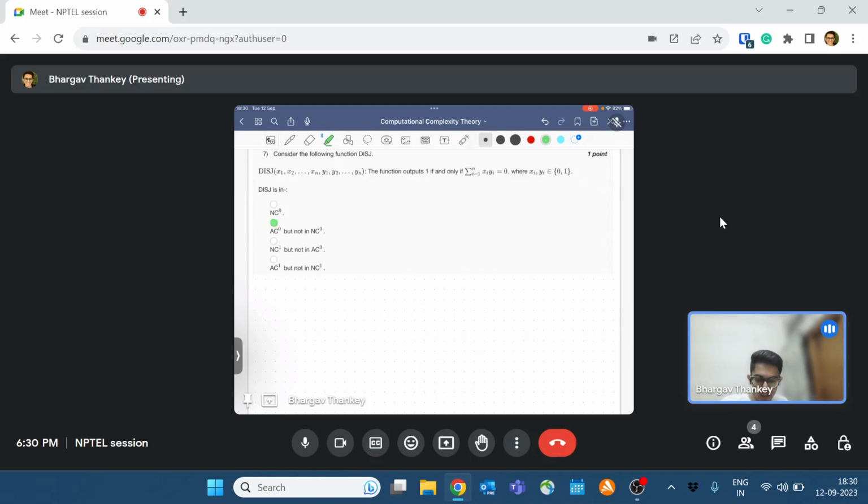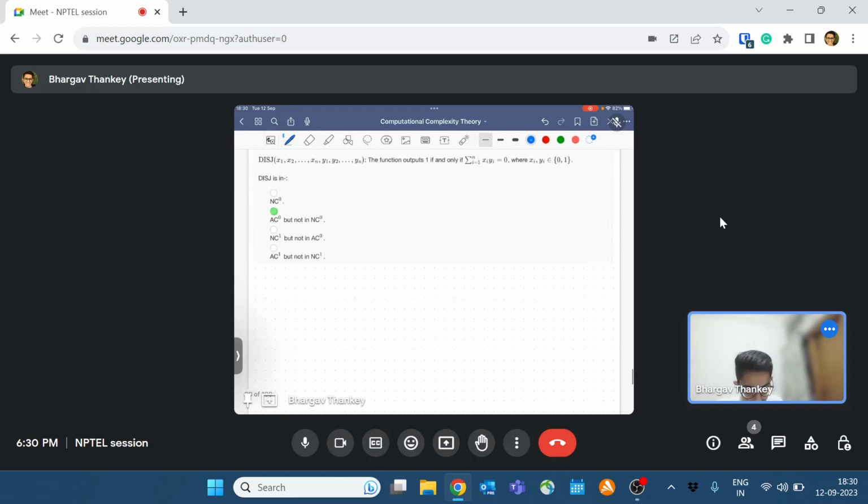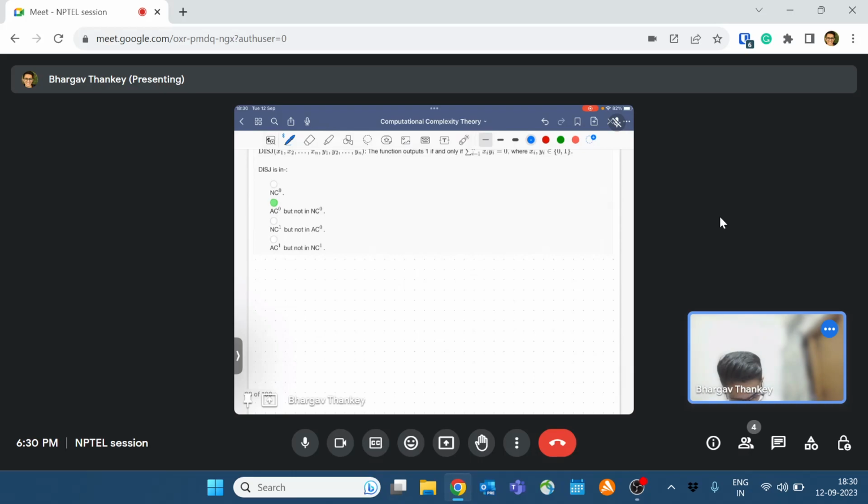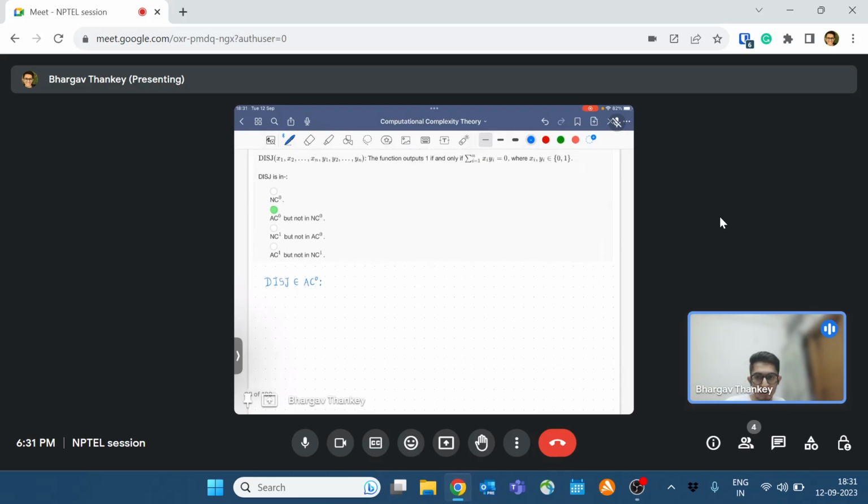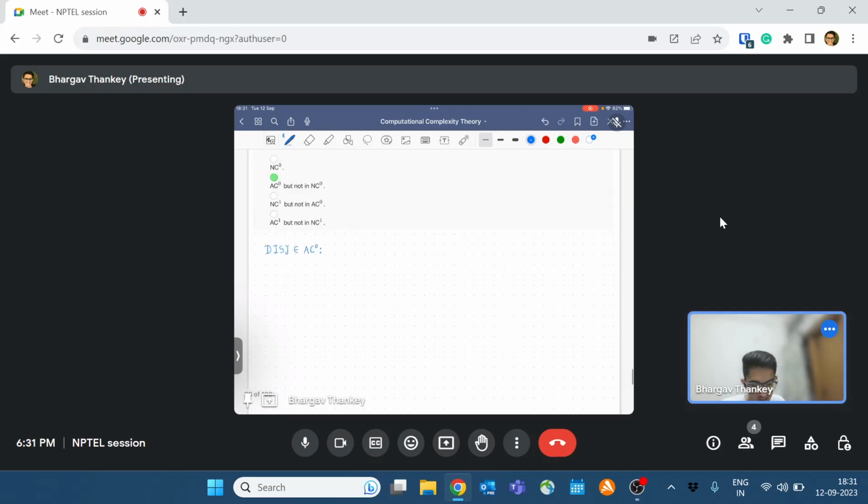Let's see why. First I'll show that it is in AC0 and then I'll show that it's not in NC0. So all we need to do to show that disjoint is in AC0 is to come up with a circuit with constant depth, polynomial size, and it can contain AND and OR gates of unbounded fan-in, right?